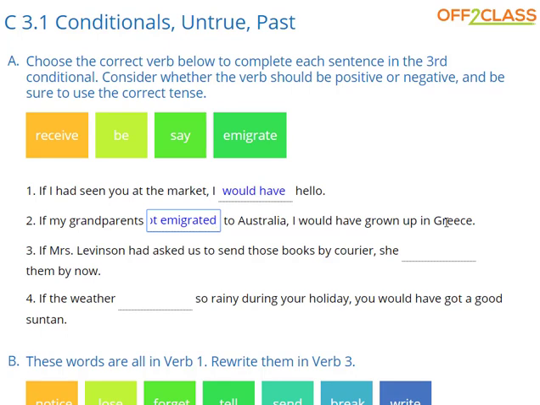The reason it's a negative, it's had not immigrated, is because we can infer from this, because if they had immigrated to Australia, then she could not have grown up in Greece, because Australia and Greece are two different countries altogether. So if her grandparents had immigrated to Australia, then she couldn't have grown up in Greece, right?